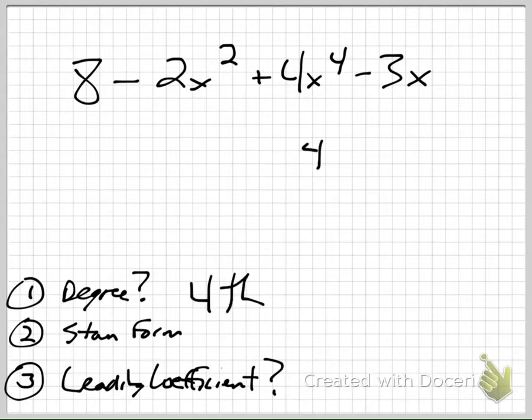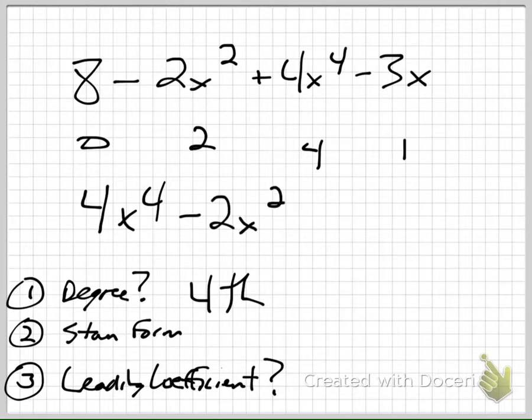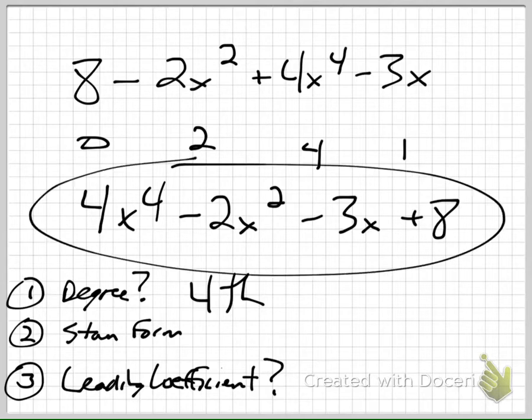So I got to find it. This is a 4. That's a 2. That's a 1. That's a none. So go 4x to the 4th minus 2x squared minus 3x plus 8. You can't mess up on those negatives, right? They each have to take their sign with them when you shift them around. Agreed? Makes sense? Okay, so there's standard form.